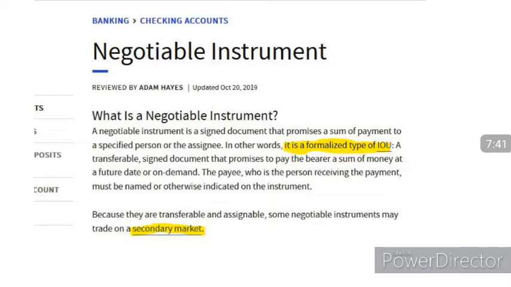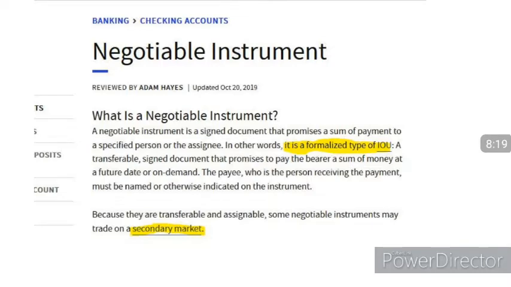This is not a much deeper definition here from Investopedia, but one of the things I like is it puts on there that it's a formalized type of IOU, not much different from a reserve note. Also, at the bottom, because they're transferable and assignable, some negotiable instruments may be traded on a secondary market.